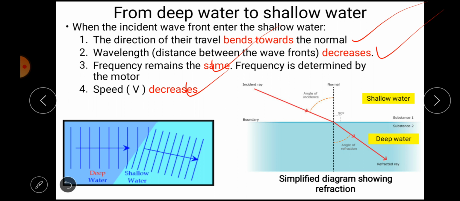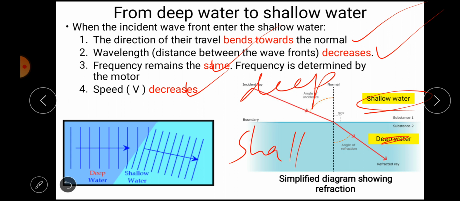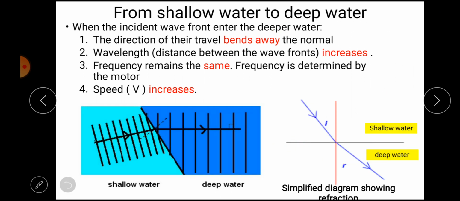So here is what happens. Here, this is another example. This is a shallow region and this is a deep region. So I think this one has to be opposite. This one has to be deep and this one has to be shallow. So I think this one is incorrect. So that's what happens. The waves bend toward the normal upon entering the shallow region.